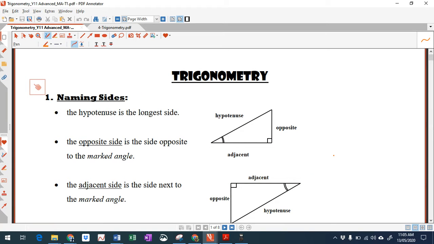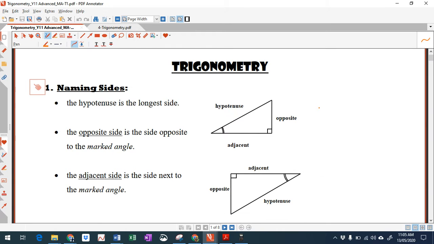For year 11, we're going to start a new topic today, trigonometry, and most of this will be revision. In fact, all of this will be revision from year 9 and 10. So start off with naming sides. We know the hypotenuse is the longest side, and the longest side is opposite the right angle.